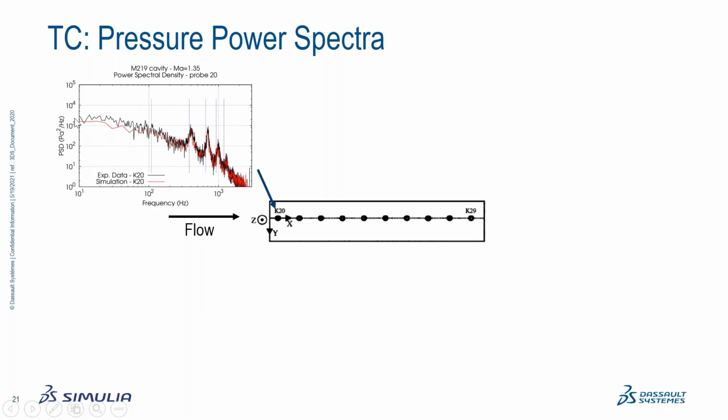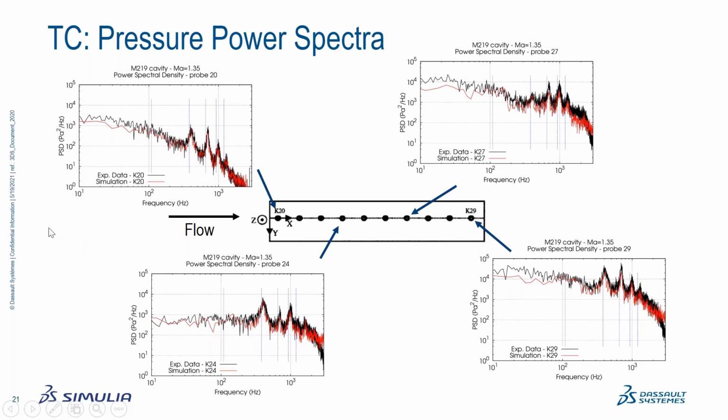We can see that we are getting very good agreement between the experiment and the simulation, and we are recovering some characteristic modes that are related to the flow speed and the size of the cavity. I also have a couple more power spectra that I can show here, and you can basically see that the agreement between experiment and simulation is very good, and it's kept throughout the entire cavity.